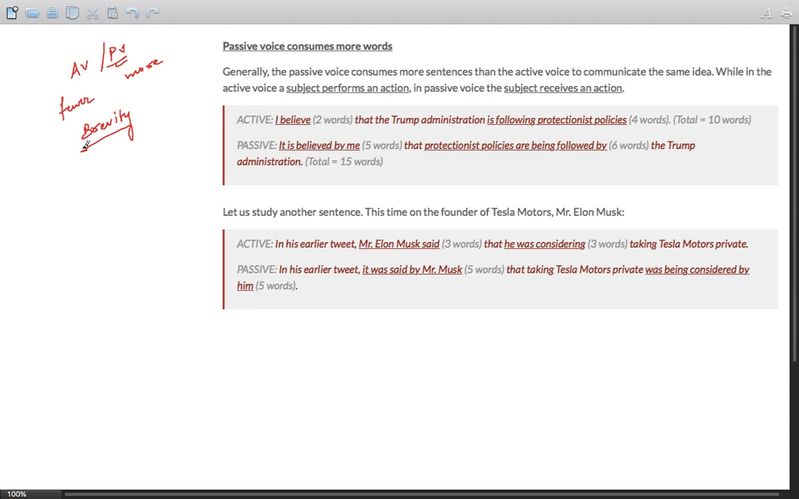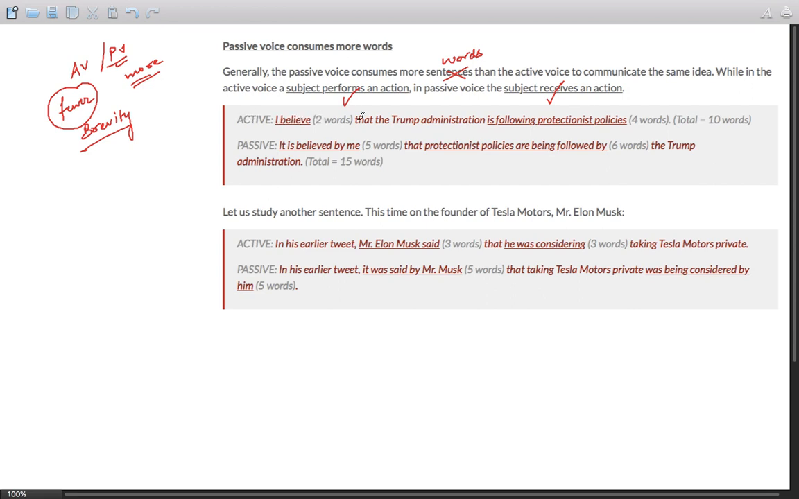So if you're in a business communication, you may not be able to put a strong impression if you're using a passive voice. With active voice, you will consume fewer words and it will make a better impression. So let us see these two examples. I've written here that generally the passive voice consumes more words than active voice to communicate the same idea. While in the active voice, a subject performs an action. In passive voice, subject receives an action. So that is pretty much clear over here.